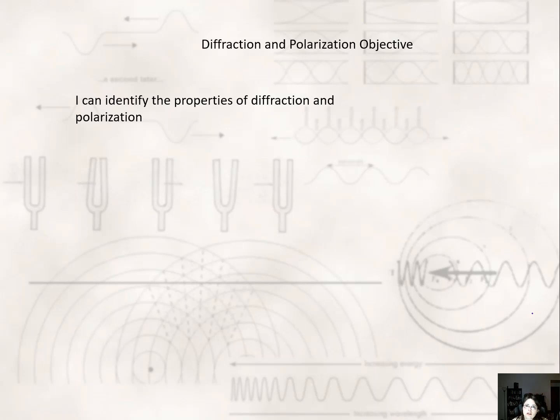Today we are going to be talking about two more behaviors of waves. One is specific to light, and the other can happen with any wave. So diffraction is the one that applies to any wave, so we'll start there, and polarization applies only to light. Our objective is to be able to identify the properties of diffraction and polarization.